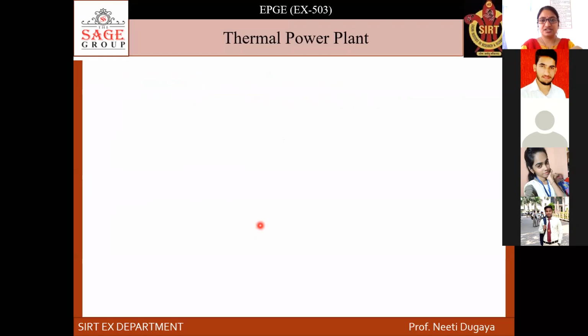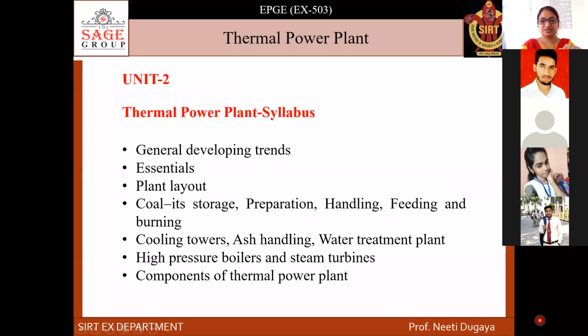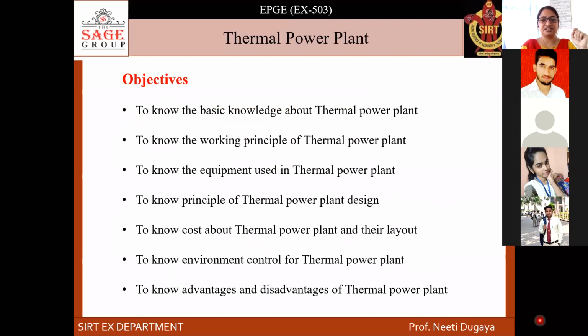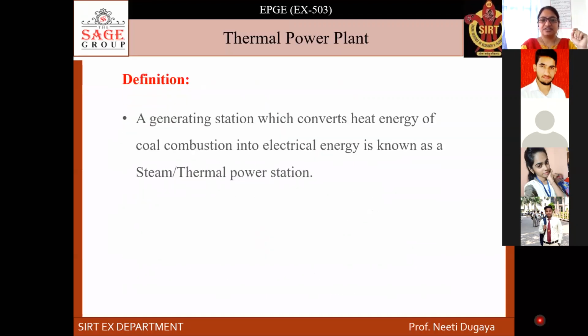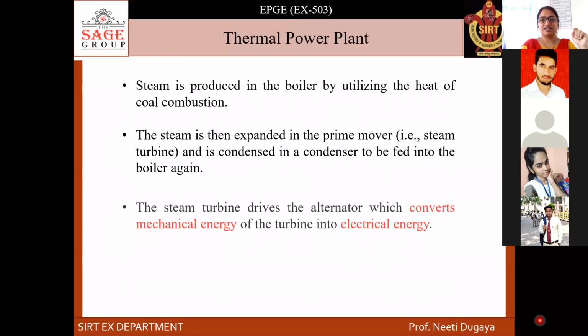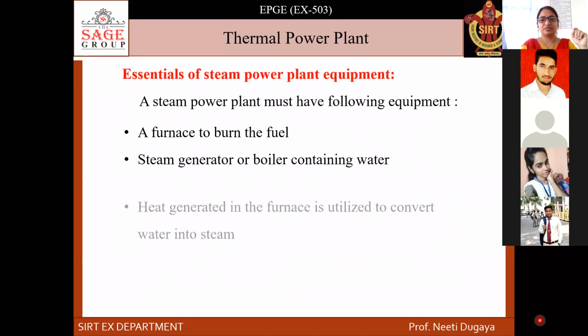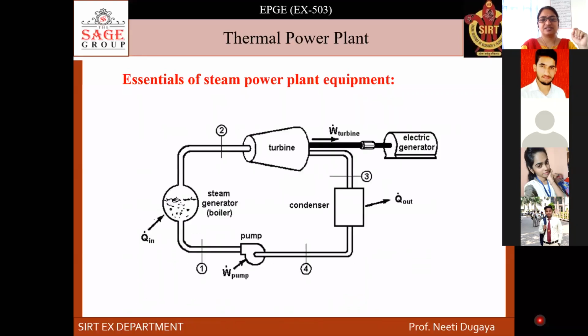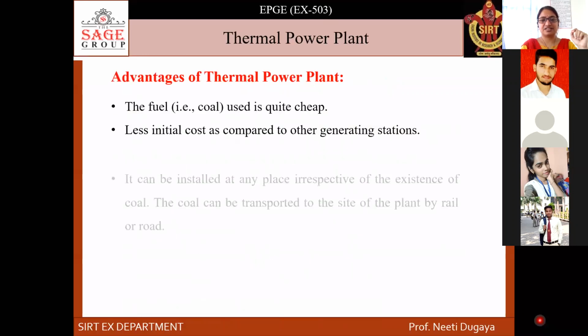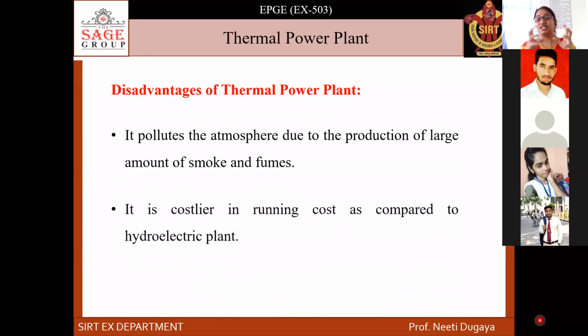So let's take a quick revision here. We are discussing the thermal power plant. Introduction has been shown, and then we discussed the thermal power plant syllabus, the objective of studying this unit, and the definition. We have discussed that its working is based on the Rankine cycle. Some important points related to the steam turbine engine are there. Then we discussed the essentials of a power plant, and then the flow diagram, the block diagram of the steam turbine. Then we discussed the advantages, and then the disadvantages of a thermal power plant.